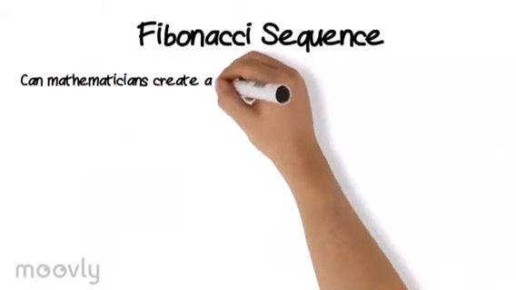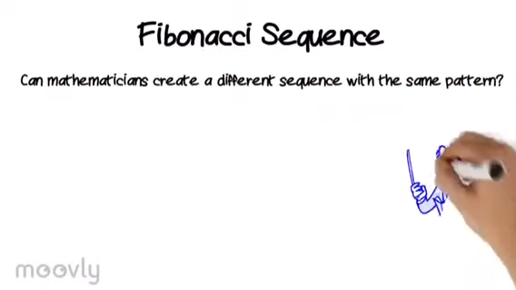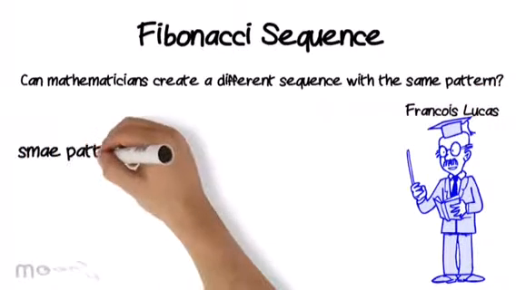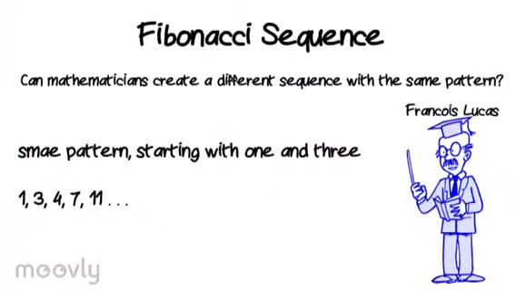This begged the question, can mathematicians create a different sequence with the same pattern? Francois Lucas created the Lucas sequence, which had the same pattern as Fibonacci, but started with 1 and 3. So therefore, the first few numbers in the sequence are 1, 3, 4, 7, 11, and so on. Like the Fibonacci sequence, the ratio of one number in the sequence over the previous becomes increasingly closer to 5.